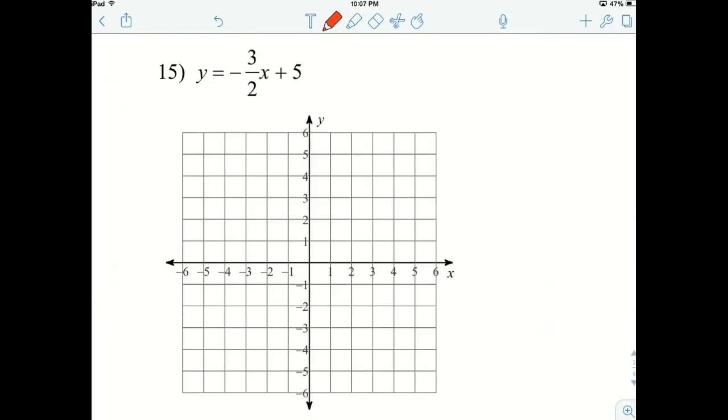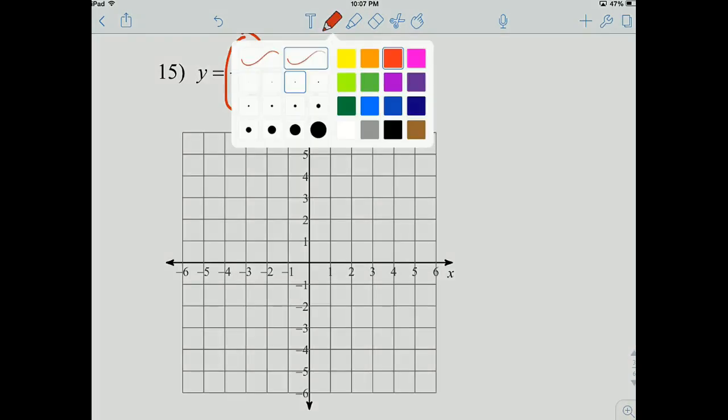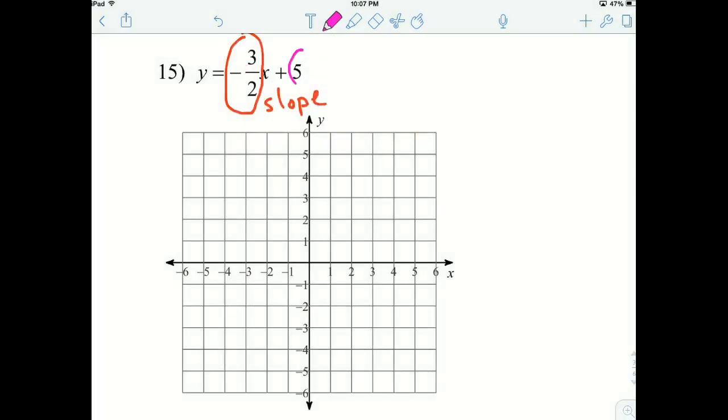So let's zoom in on this first problem here. We are asked to graph this without a table, and we're going to use our knowledge of slope and y-intercept in order to do that. As I look at this line, I have a slope, and you might even want to write this on your own page. Circle that number and write slope, and you also have a y-intercept. So I have a slope and a y-intercept.